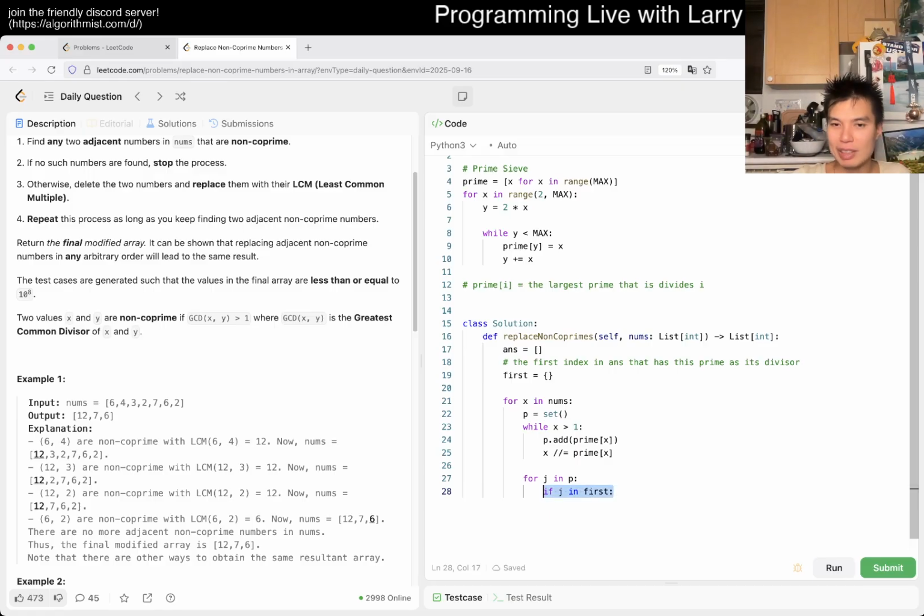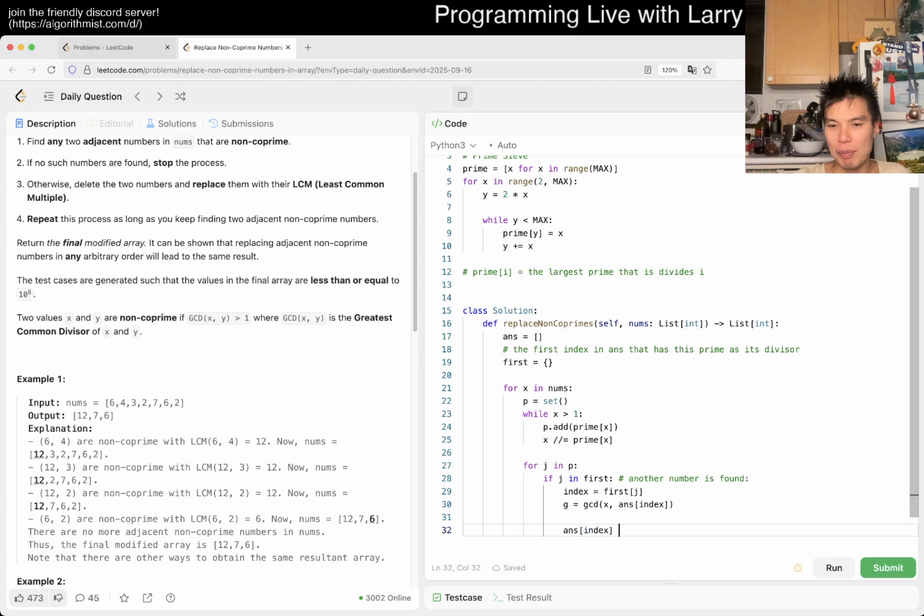But yeah, if j is in first, that means that another number is found. First of j is going to be equal to that previous index, and then we have answer of index, which is the previous number, and x is the current number, so then we want the GCD, right? And then we want to multiply answer of index by x over the GCD to get the LCM. Wait, I'm wrong, by the way. It's this times x over g, right? So that's the new LCM.